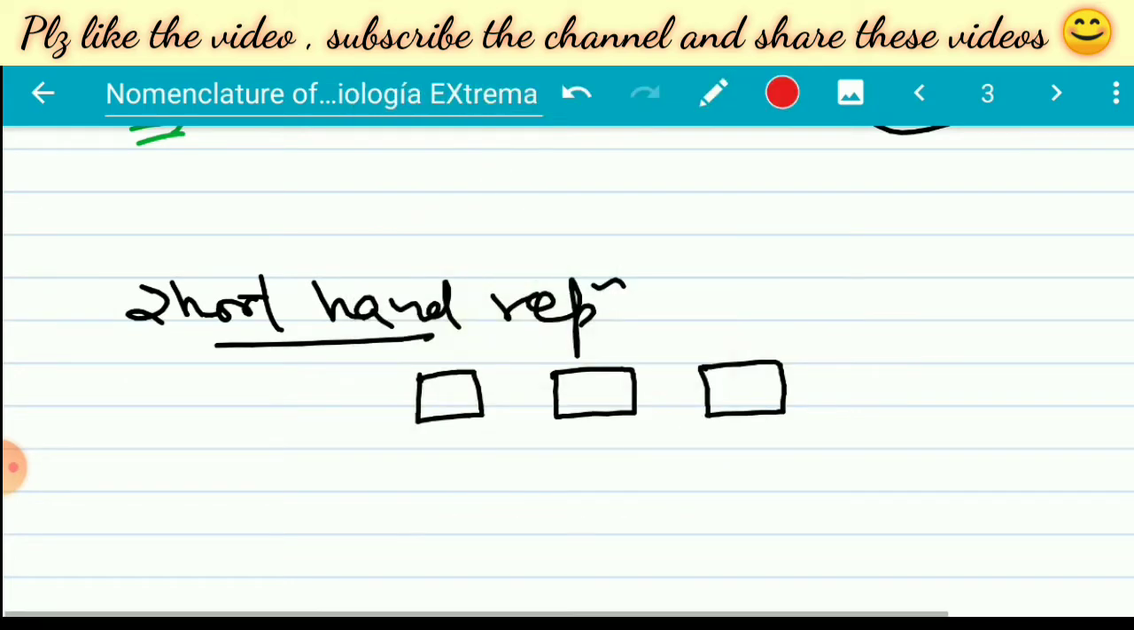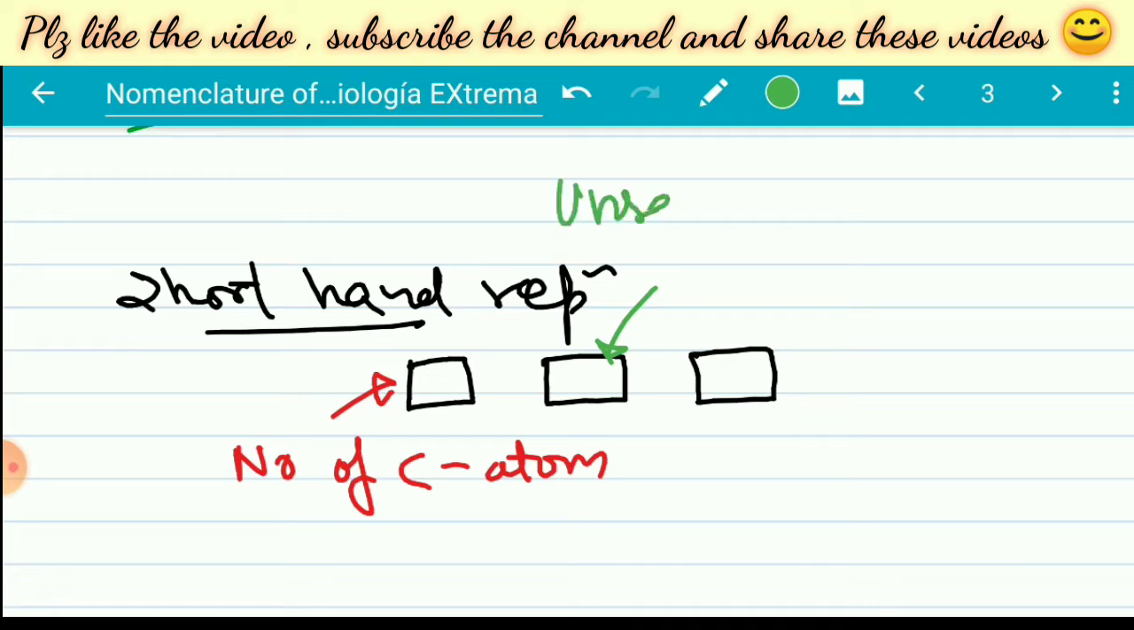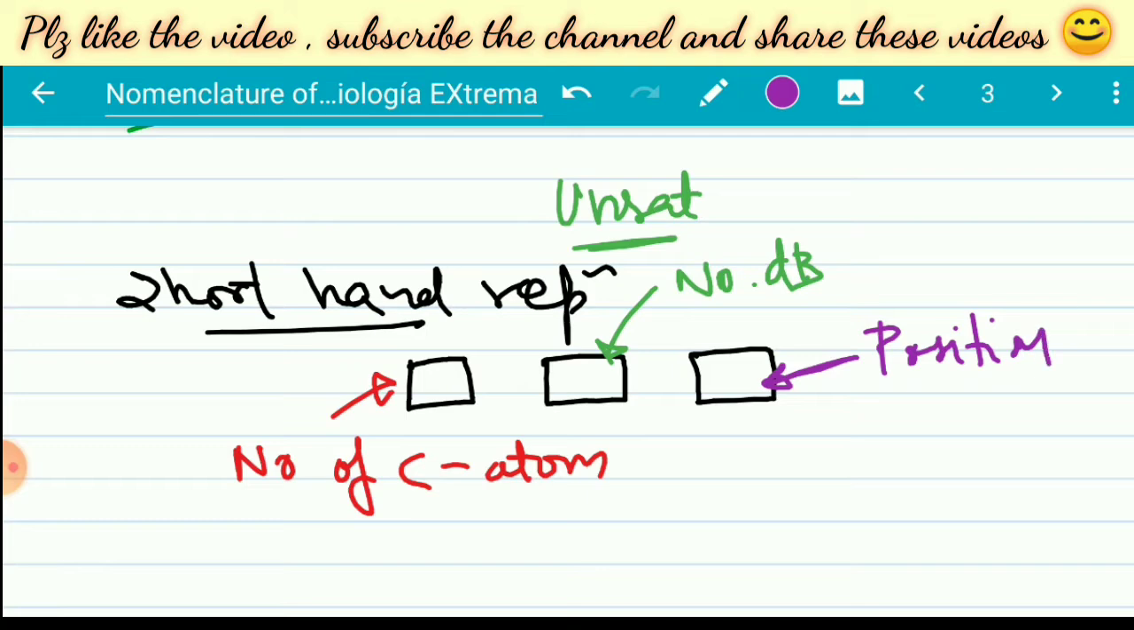The first thing we are going to represent, according to the shorthand representation by the standard system, is the number of carbon atoms in the fatty acid chain. The next thing we are going to tell, if it's an unsaturated fatty acid, is the number of double bonds it has. And the next thing we are going to tell is the position of those double bonds, between which carbons these double bonds are present.